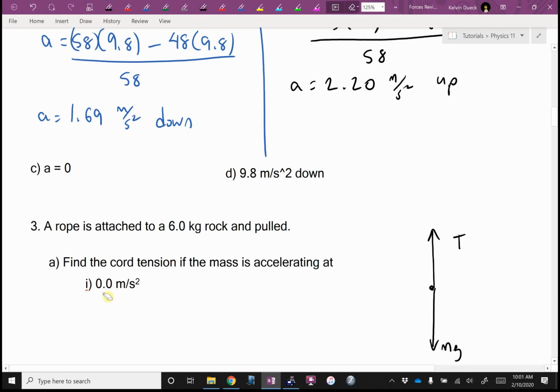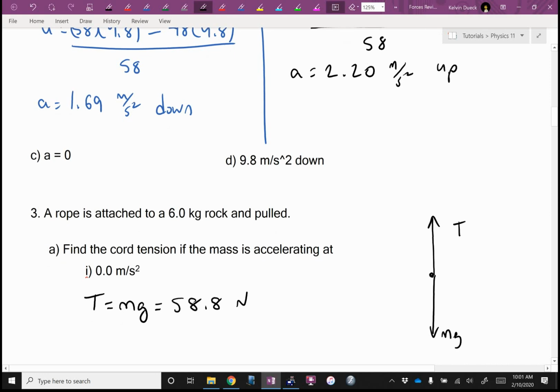In A, what's our acceleration? 0. So the forces must be balanced. You know what? I can tell you what the tension has to be exactly. It's got to be that. Can you go 6 times 9.8 for me, please? 58.8 newtons. Remember, an acceleration of 0 means this is either at rest or at a constant speed. I don't know, one or the other.